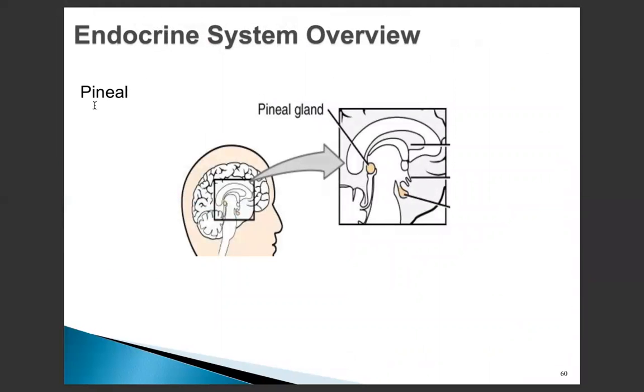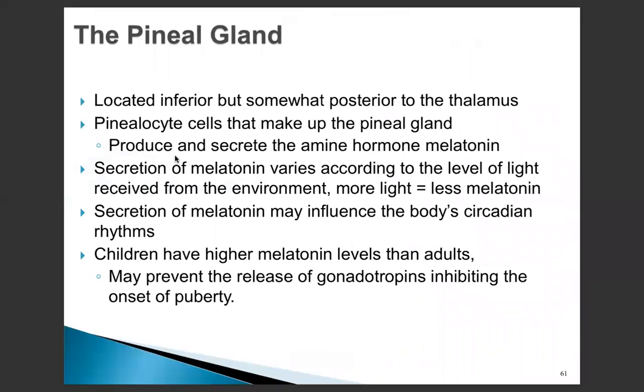So here we'll be talking more about the pineal gland. The pineal gland is located inferior but somewhat posterior to the thalamus. The pinealocyte cells that make up the pineal gland produce and secrete the amine hormone melatonin. Secretion of melatonin varies according to the level of light received from the environment. More light equals less melatonin. Less light equals more melatonin.